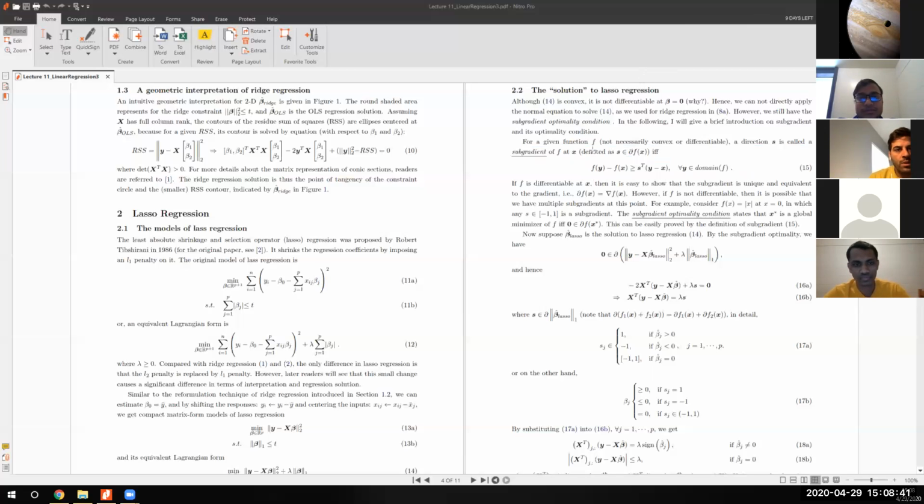For a given function f, which is not necessarily convex or differentiable, a direction s is called a subgradient of f at x, denoted as the partial f at x, if and only if for any y in the domain of f, we have f(y) minus f(x) greater than or equal to s times (y minus x). Let's see what that means.